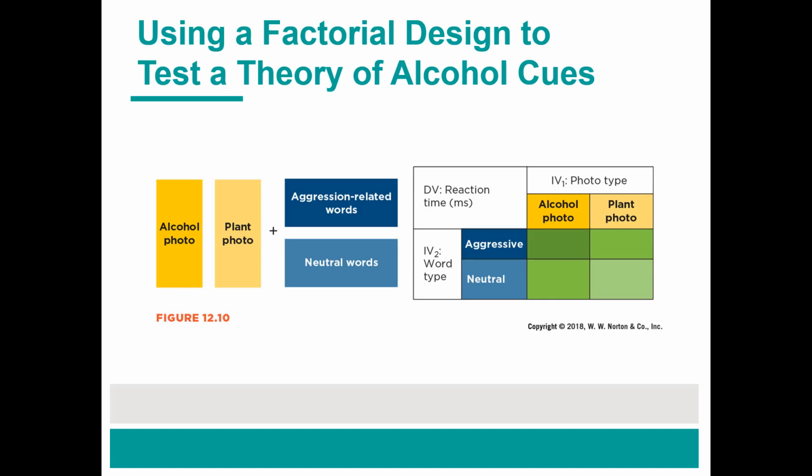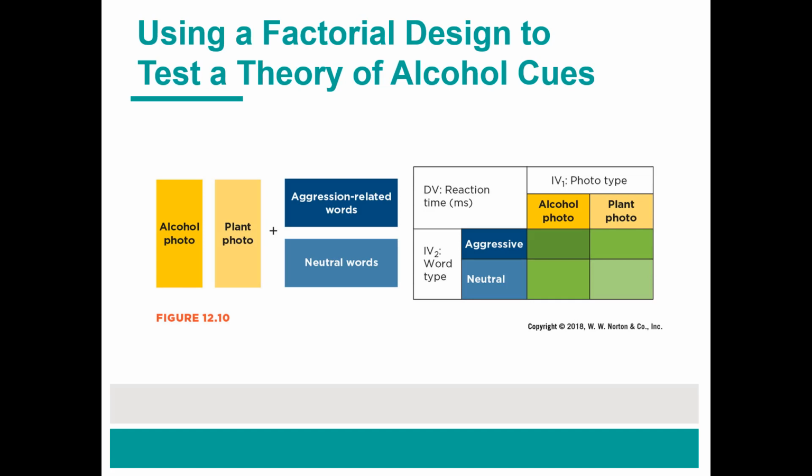They were told to indicate whether a string of letters was a word or not a word. Some of the words were aggression-related and others were neutral. Before seeing each string of letters, participants were briefly primed with a photo on the computer screen. Sometimes the photo related to alcohol, and other times it was a photo of a plant. It was hypothesized that participants would respond more quickly to identify aggression-related words after seeing a photo related to alcohol.